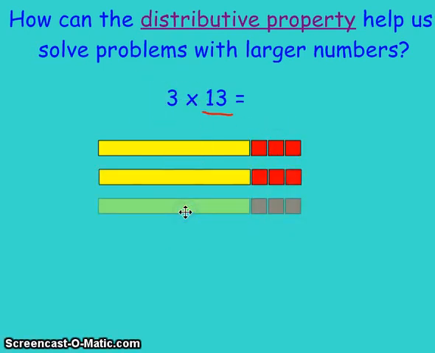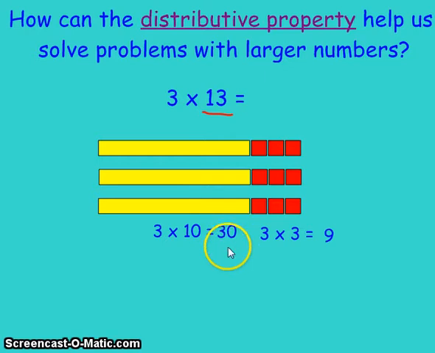So here we go. When I look at this, I can see it as 3 times 10 and 3 times 3. So 3 times 10 we know is 30 because multiplying by 10 is like multiplying by 1. And 3 times 3 is 9. Then I can add them back together. 30 plus 9 is 39, which makes sense. 10, 20, 30, 31, 32, 33, 34, 35, 36, 37, 38, 39.